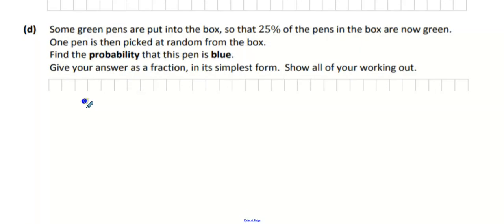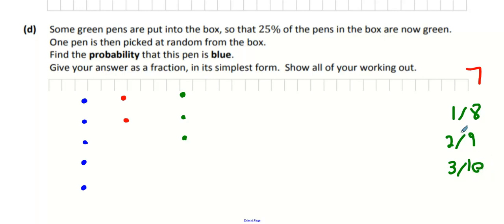So I have 5 blues. I got 2 reds. Currently have a total of 7. I'm going to start adding in greens. That'll be 1 out of 8 are green. No, 1 out of 8 is not right. 2 out of 9. Nope. 3 out of 10 are green. No, so this way I actually skipped it.